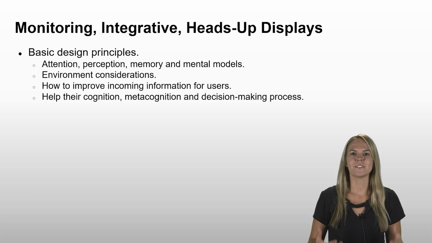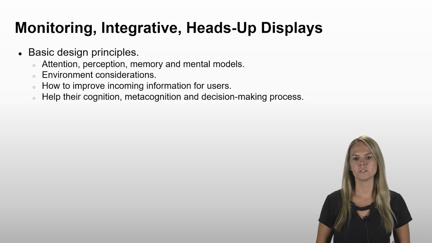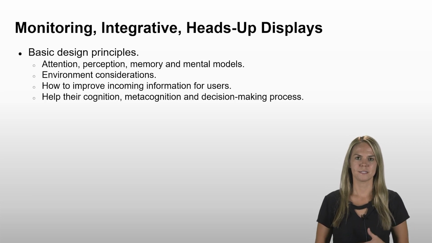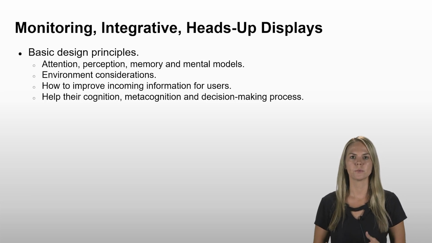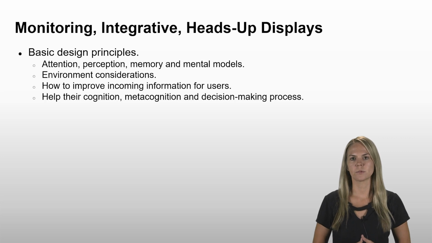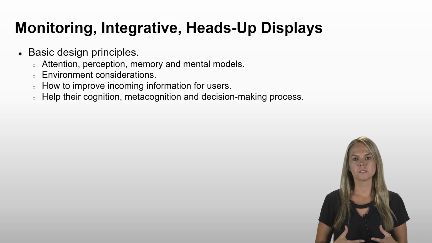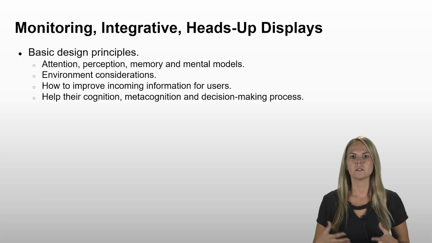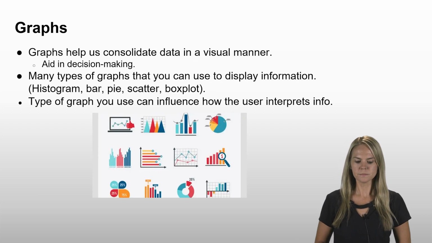And we touched on those environmental considerations. Where is your user viewing the display? Is there sunlight blocking it? What's the illumination level of the room? And how do we improve this incoming information for the users to really guide that cognition, metacognition, and decision-making process? Because ultimately, we're using this information to make good choices.